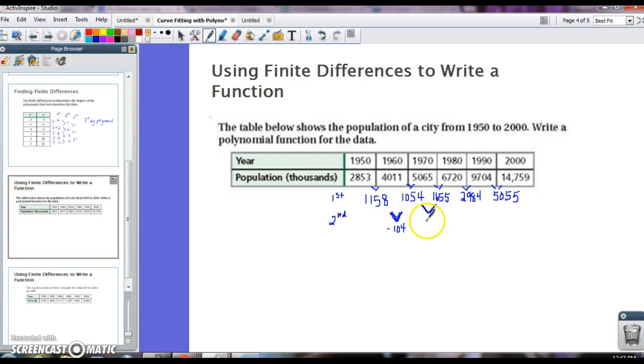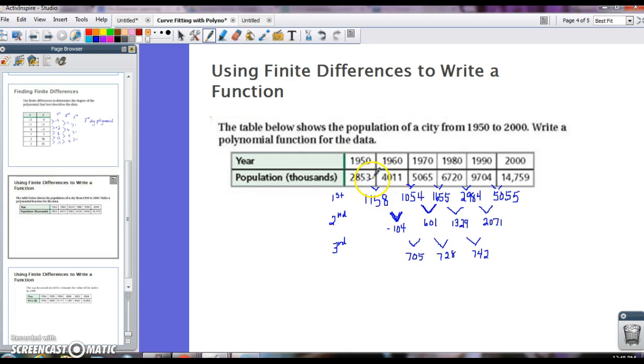The difference here is 601. Here is 1329. And here is 2071. Clearly not constant. Let's go down to the third. Our third difference, here we get 705. Here we get 728. And here we get 742. So it's not exactly constant, but it's pretty close.